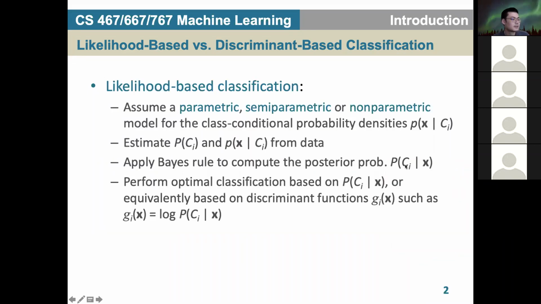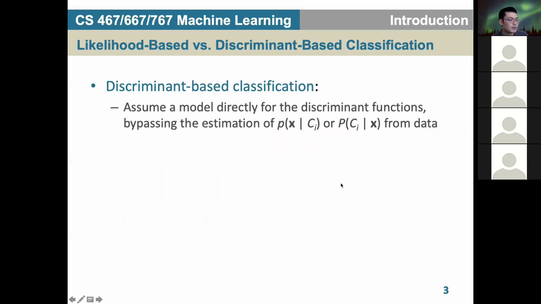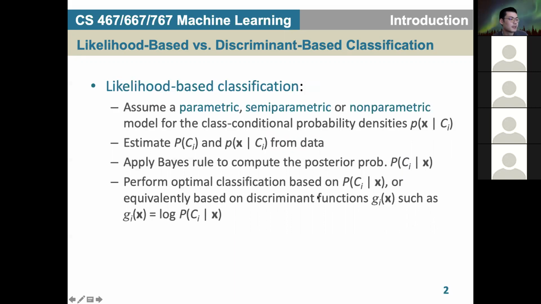And finally, we perform the optimal classification based on what? Based on this probability, which is basically the posterior. When you see x, how likely you belong to class 1, how likely you belong to class 2, how likely you belong to class 3. You definitely assign to the most likely class when you see x.